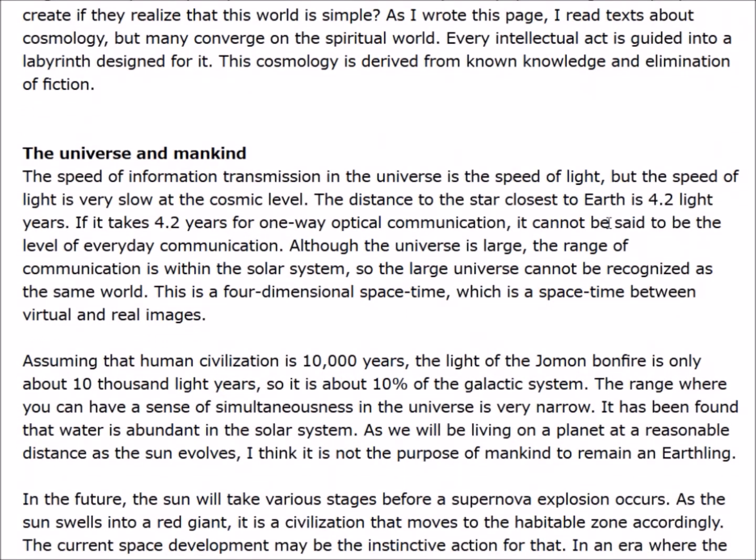The universe and mankind. The speed of information transmission in the universe is the speed of light, but the speed of light is very slow at the cosmic level. The distance to the star closest to Earth is 4.2 light-years. If it takes 4.2 years for one-way optical communication, it cannot be said to be the level of everyday communication. Although the universe is large, the range of communication is within the solar system, so the large universe cannot be recognized as the same world.